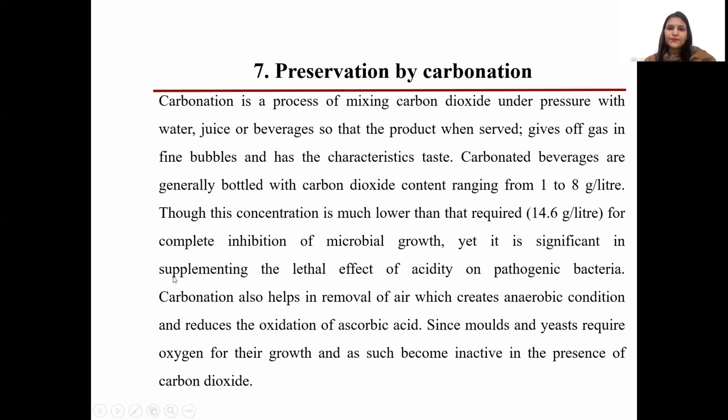Okay, so yes, preservation by carbonation. What is carbonation? Addition of carbon dioxide gas, right? That is carbonation. So we can also preserve our juices with the addition of carbon dioxide gas, because that may inhibit the growth of microbes, and that also acts as a preservative. Okay.